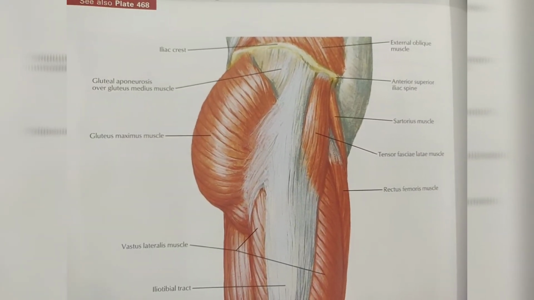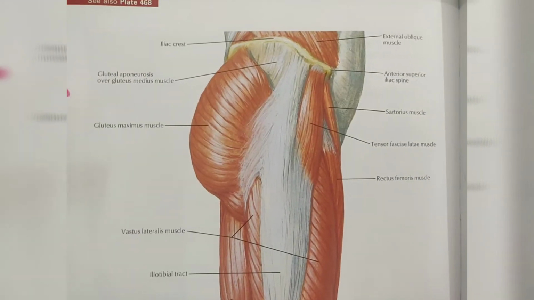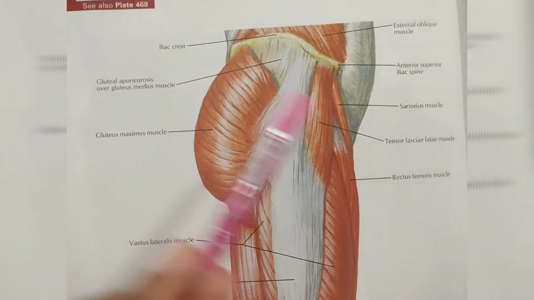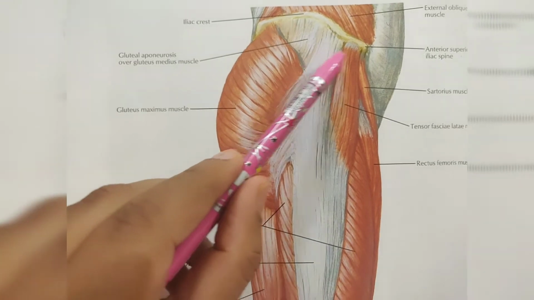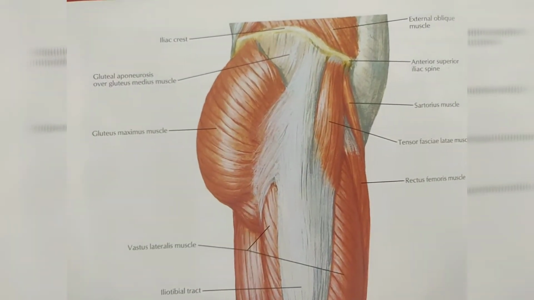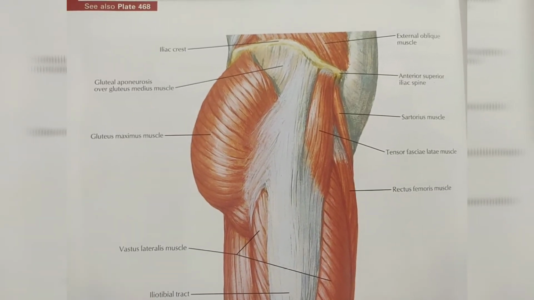Superiorly, the tract splits into two layers. Superficial lamina is attached to the tubercle of the iliac crest. As you can see, this is the superficial lamina. It is attached to the tubercle of the iliac crest, and the deep lamina to the capsule of the hip joint.